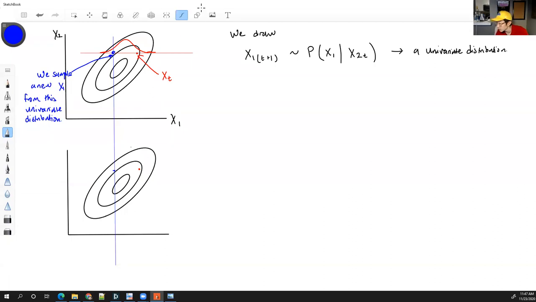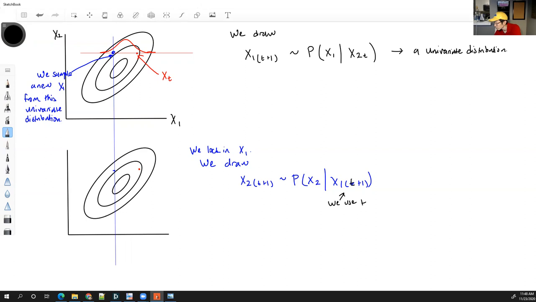And so now that I have this, we lock in x1 now, okay? X1, and we draw x2 at time t plus 1 from the conditional distribution of x2 given x1 is set to the value that we just drew. Okay, so we use the value that we just drew. T plus 1. Okay. And then this again is going to be a univariate distribution.